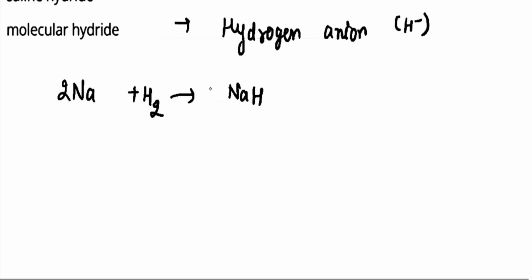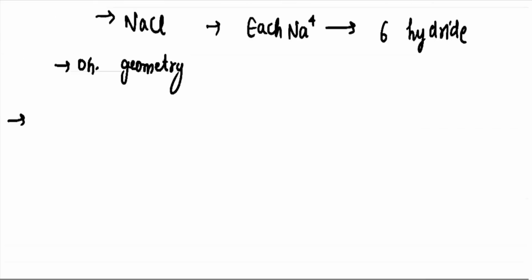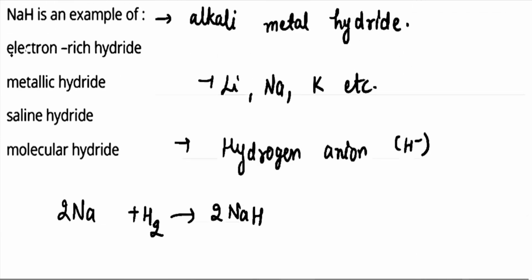Balance the equation here, 2 and 2. Sodium hydride has a structure like sodium chloride. So each sodium ion is surrounded by 6 hydride ions, having octahedral geometry. Okay, let us see the options one by one. First is electron rich hydride. As the name suggests, electron rich hydrides are hydrides which have excess electrons.